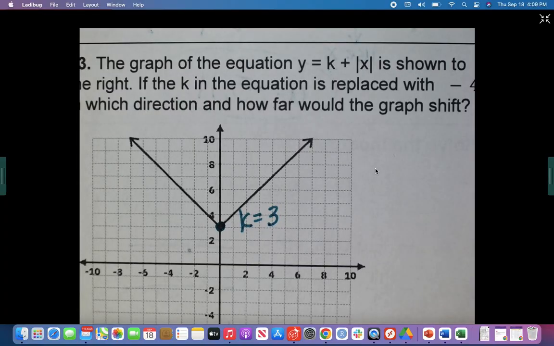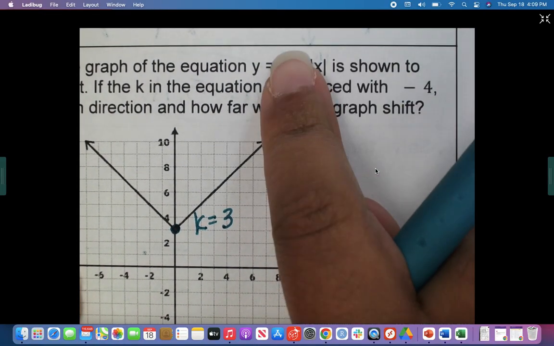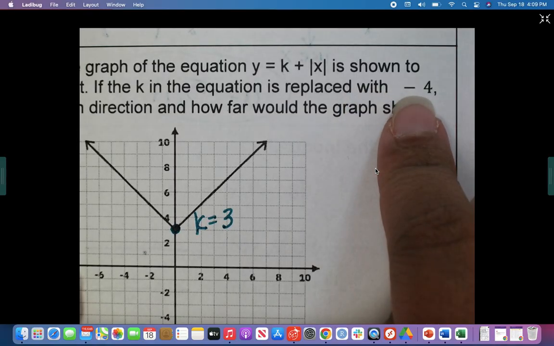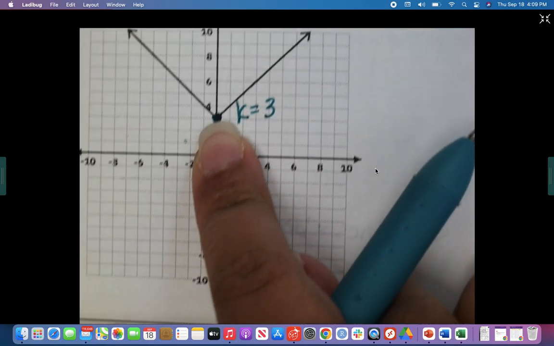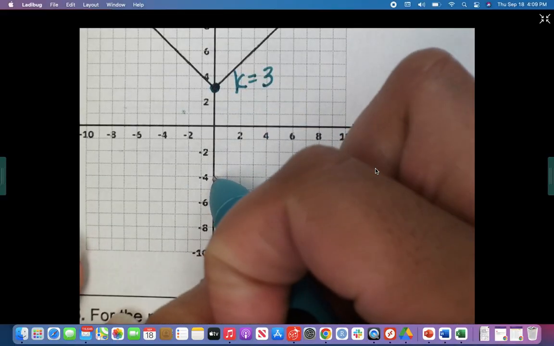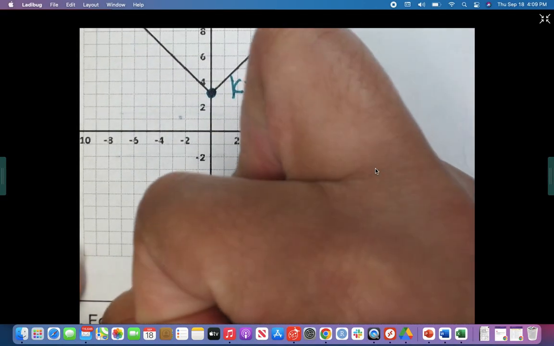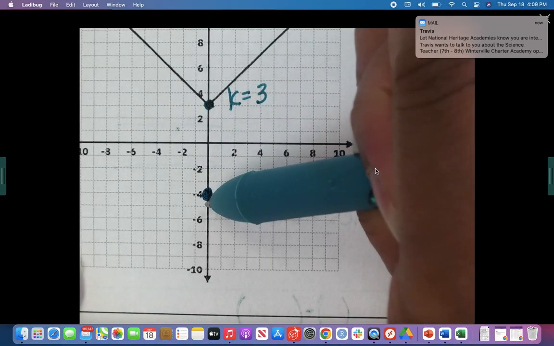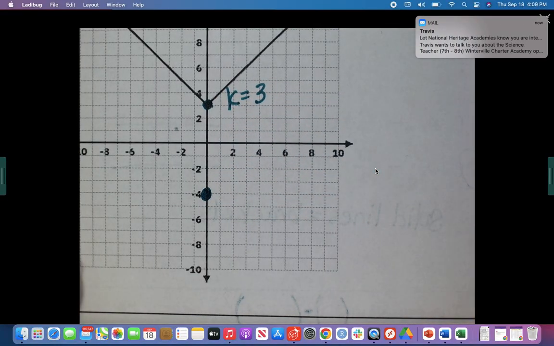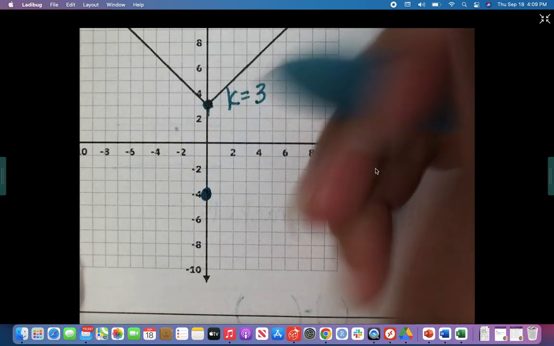So currently your k value is 3. Now we're saying we're going to completely change that to -4. So instead of the vertex being at 3, that's going to move your vertex to -4, which is down here. We started here, we're ending up there. So which direction and how far would the graph shift? If we're starting here and ending there, that shifts the graph down.